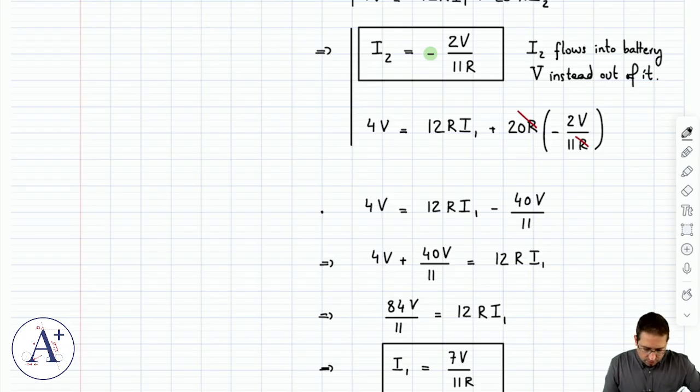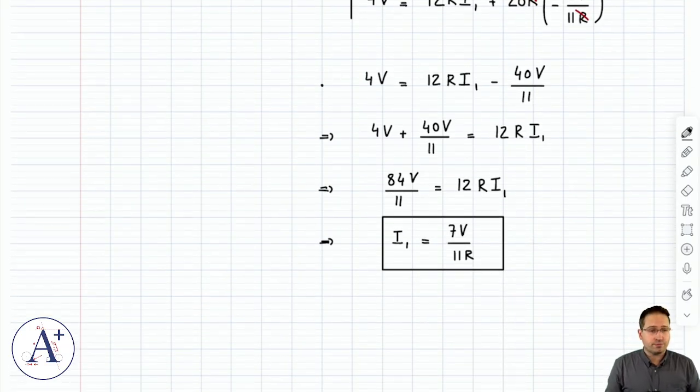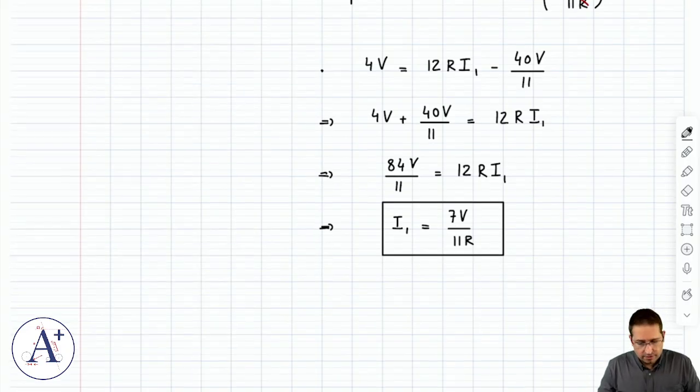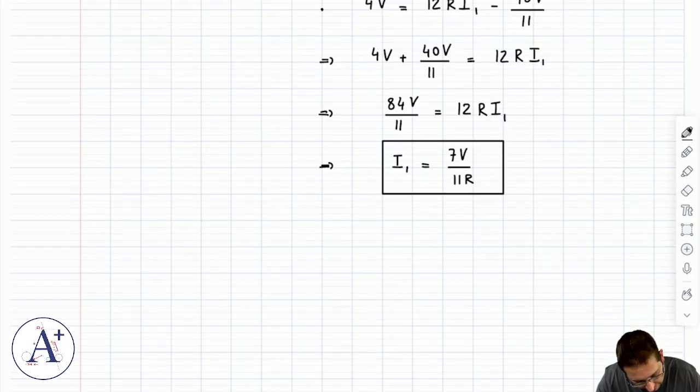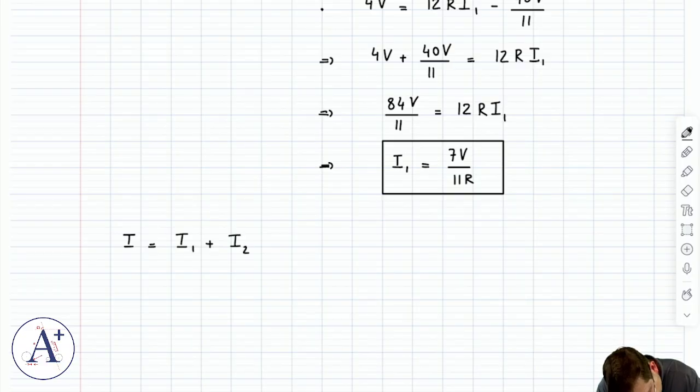Whatever that solution is, you plug it in and you find I1. Okay? So I1 and I2 are not at all what I wanted. Not exactly anyway. And what I wanted is to solve for I. So I still have to answer the question. That would be I1 plus I2 is equal to 7V over 11R minus 2V over 11R.